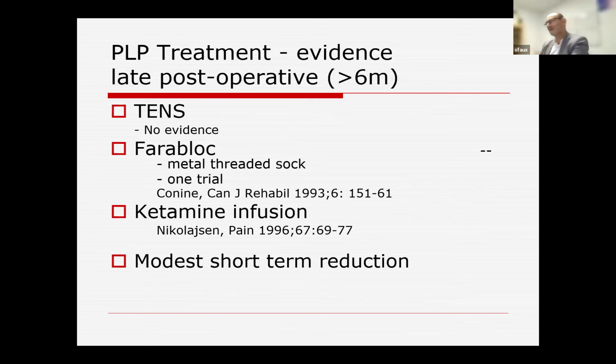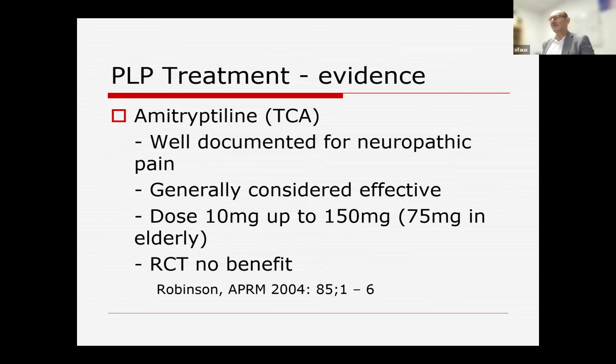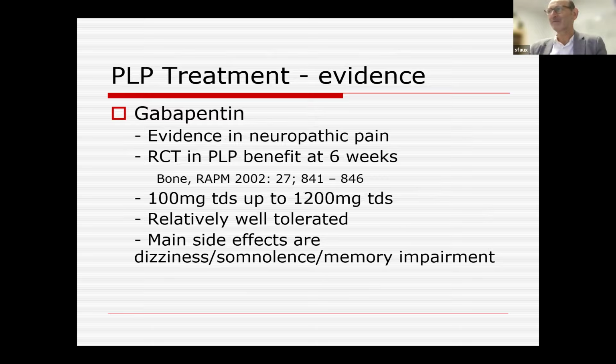Farabloc, which is a metal threaded stock, had one trial, but it wasn't seen to be that beneficial. Ketamine infusions have not been shown to work. There was one study in ketamine that showed a modest short-term effect, but none of them lasted. Amitriptyline is well documented for neuropathic pain, but when they did an RCT in 2004, it had no benefit. Gabapentin, again, is quite well tolerated, but an RCT did not show any benefit.